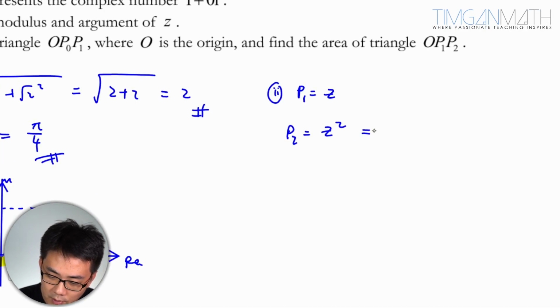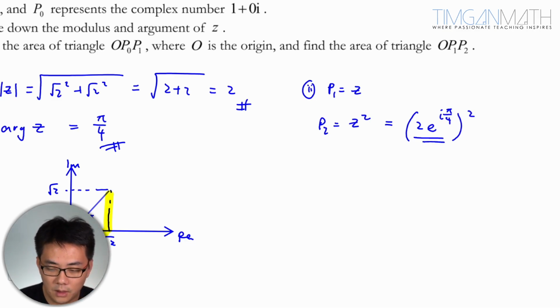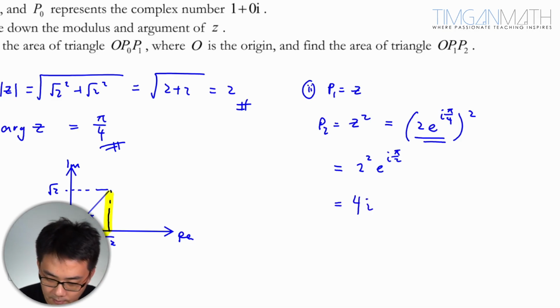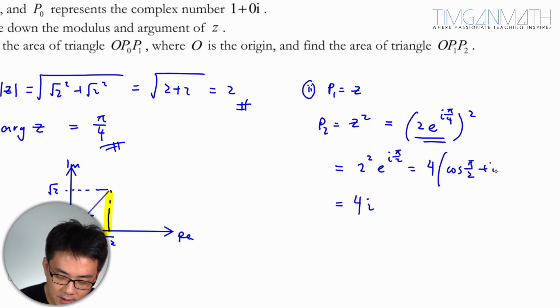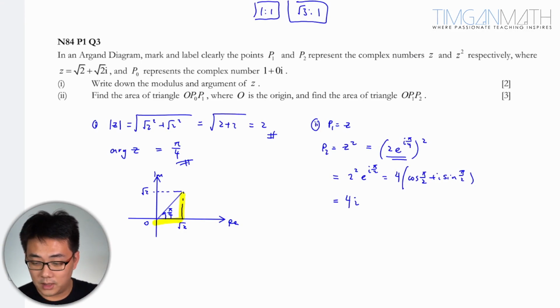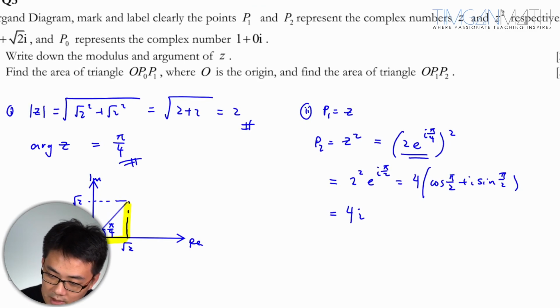So z, because we already know the modulus is 2 and the argument is pi over 4, is 2 e^(i pi over 4), right? This is my z. So I square it like that. What I'll get is 2 squared e^(i pi over 2). e^(i pi over 2) is actually i. Know that e^(i pi over 2) is i. If you don't know that, you can just use cosine pi over 2 plus i sine pi over 2. This is 0 and that is 1. Okay, so P2 is actually 4i. That is pretty okay. So this is P2, z squared. P0 is given by 1 plus 0i.